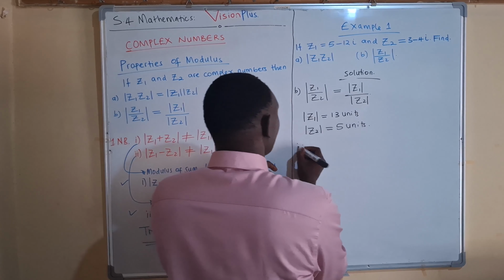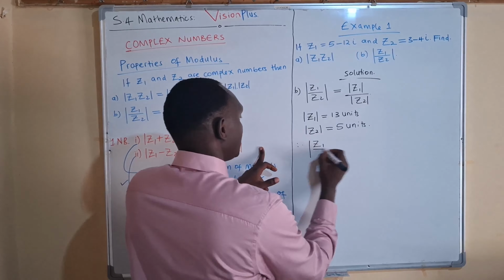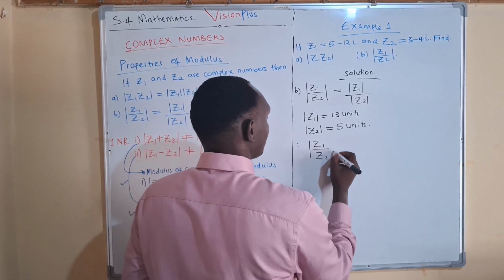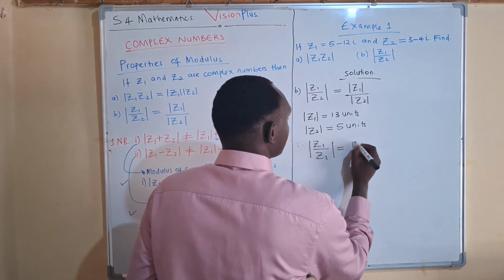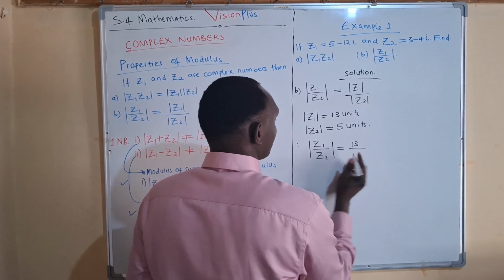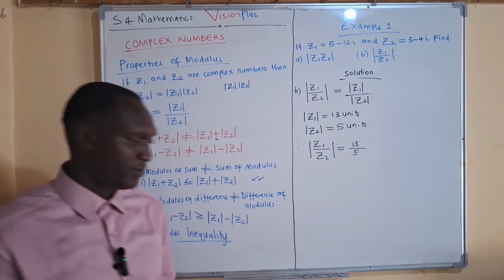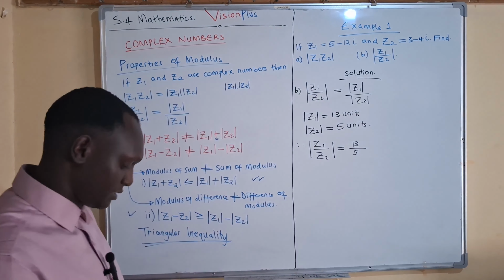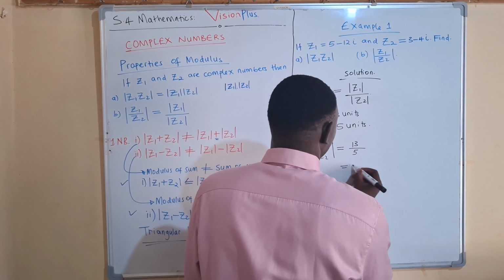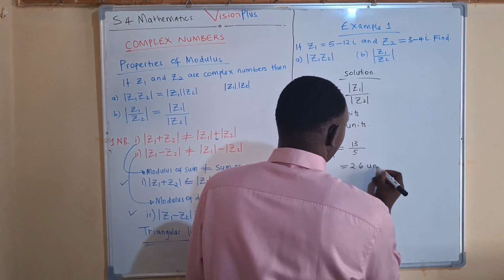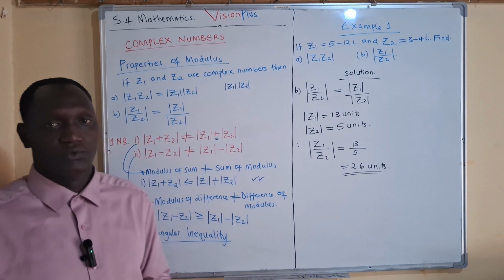So what you just need to do is substitute for z1 and z2, so that you say, therefore, the magnitude of z1 out of z2 is going to be the same as, what is z1? 13, out of the magnitude of z2, which is 5 units. And then from here, you press your calculator. That is 13 divided by 5, 2.6. Here I'm getting 2.6 units. And this is the answer for the magnitude of z1 divided by z2.